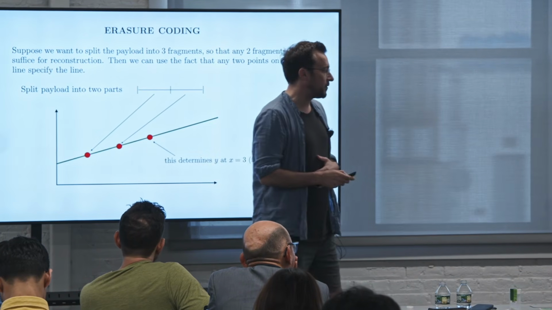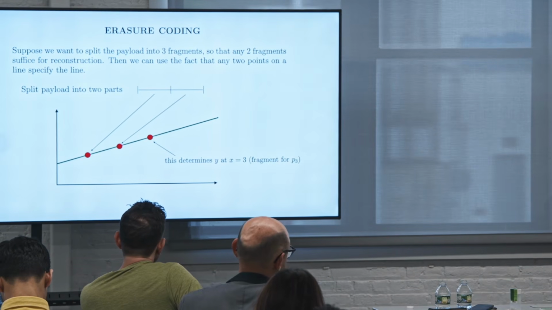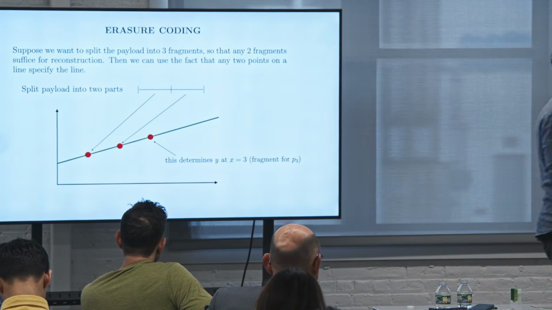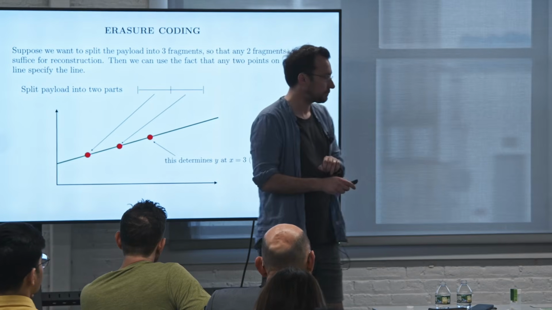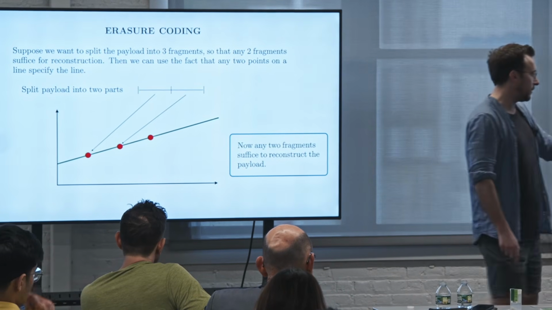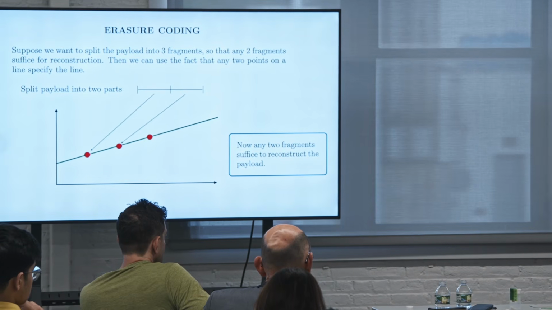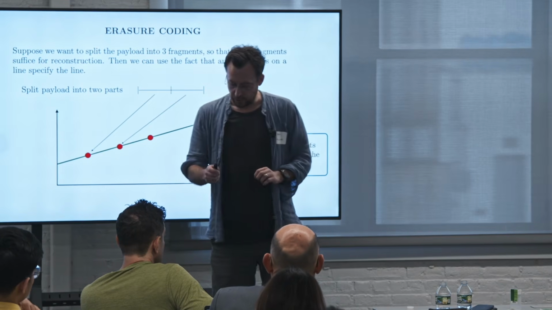At this point, we specify the line, so we know its value at the other positions. Here we only want 3 fragments, but we could do more. The line's value at x equals 3 can be the fragment for P3. Now any 2 fragments suffice to reconstruct the payload. If you've got the first 2, then you already have the payload. If you have the second and the third, then you can reconstruct the first and second, and so on. That's all there is to it.